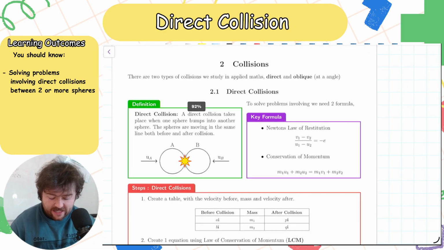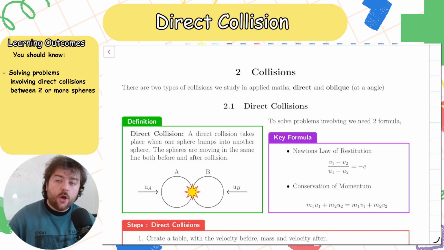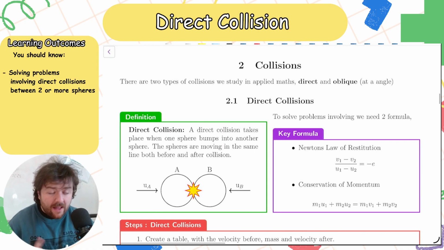Hello everybody. So in this video, we are looking at collisions. More importantly, we're looking at direct collisions. There are two types of collisions that we study in applied maths: a direct collision and an oblique collision.